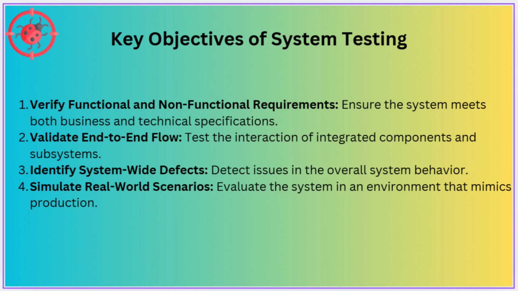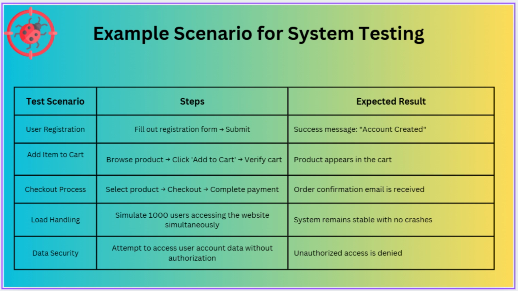Here are the objectives of system testing. First, verify the functional and non-functional requirements. Ensure the system meets both business and technical specifications. Validate the end-to-end flow: test the interaction of the integrated components and subsystems. Identify system-wide defects and issues in overall system behavior. Simulate real-world scenarios: evaluate the system in an environment that mimics production.